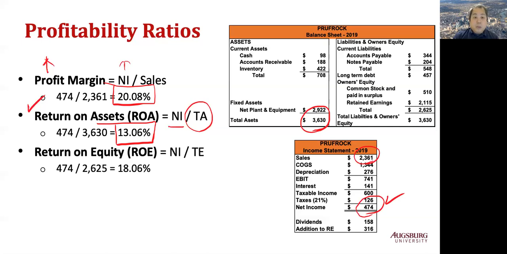Since we are more focused on the equity holders' value, because equity holders are shareholders, remember the goal of financial management. ROE, return on equity, is also a very interesting measure, a very important measure. It's net income divided by total equity. Net income 474, total equity 2,620. 18.06% return on equity.